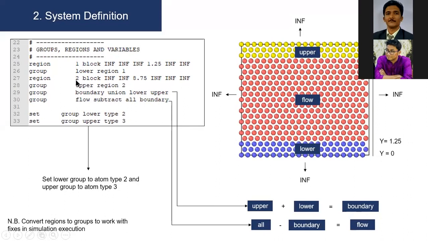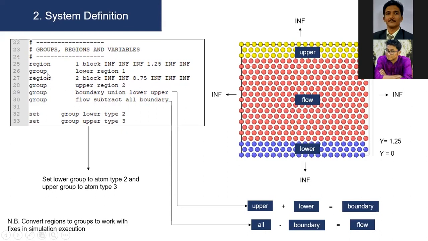And then we are defining the upper region. Similarly, the upper region starts from 8.5 and ends at infinity. So the same thing, the total top part. That is X low, X high, infinite, and then Y low is 8.5, and Y high is infinite, and the Z value is always infinite. So now we are assigning those regions to a group. The reason we are doing this is that when we apply a fix to a certain region, we need to consider it as a group, or else we won't be able to apply fixes on those regions. So that's what we did here.